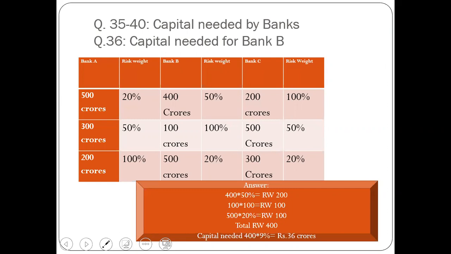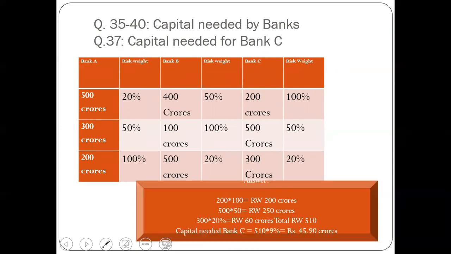Because Basel III is recommending 8%, but in India, RBI wants all the banks to maintain minimum core capital, excluding CCB. I think all of you know what CCB is, the capital conservation buffer, that is 2.5. So the bank has to maintain 9% on risk-weighted assets. So here, bank B needs only 36 crores. Now bank C needs 45.90 crores. Now tell me which bank is good, which bank is bad.